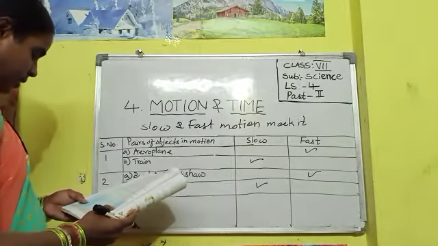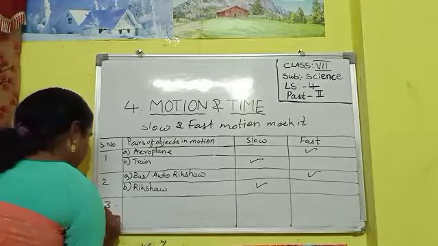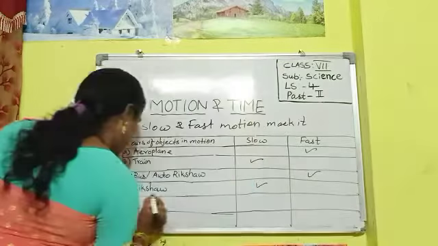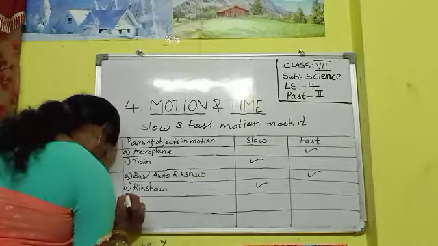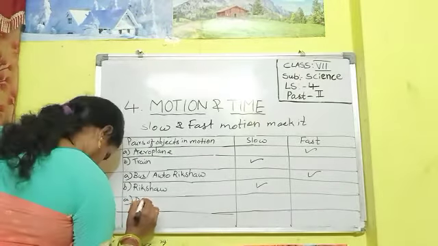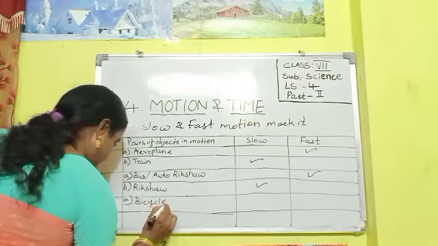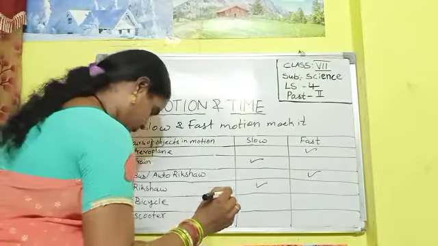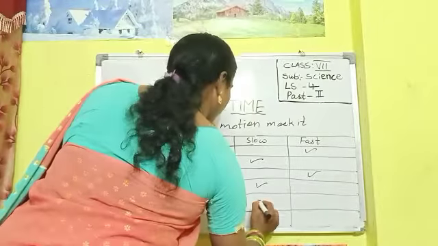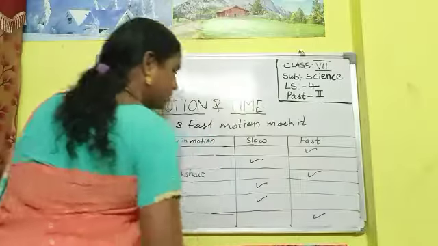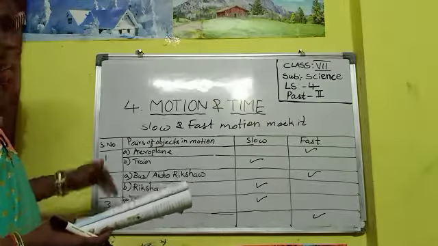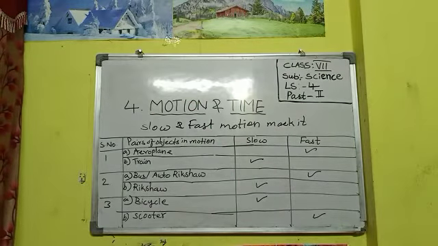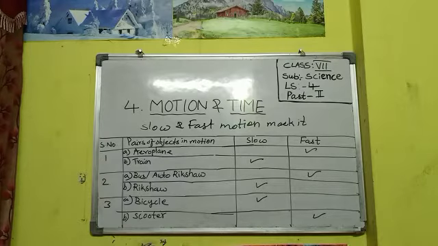Okay children, the next is bicycle and scooter, the third one. A is bicycle and B is scooter. So here bicycle is slow and scooter is fast. You have to mark that. Then I will give the remaining ones. Note down that into the notebook, children. Then I will give the fourth, fifth and sixth.